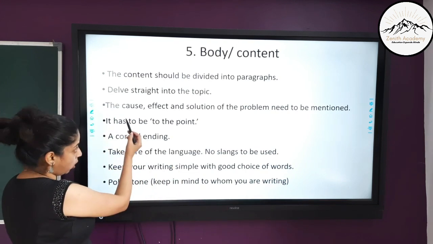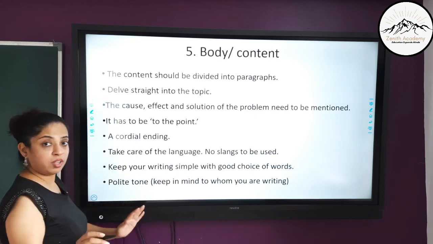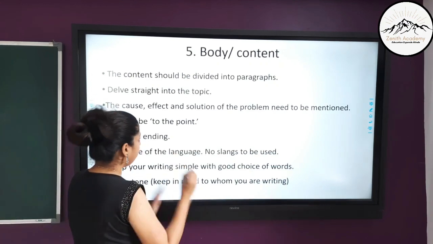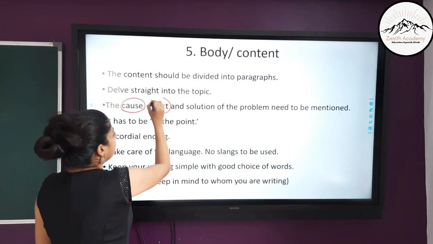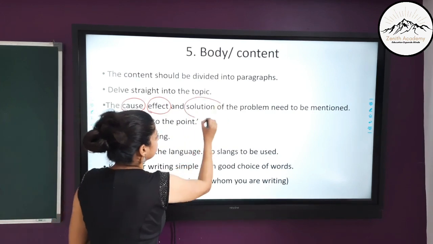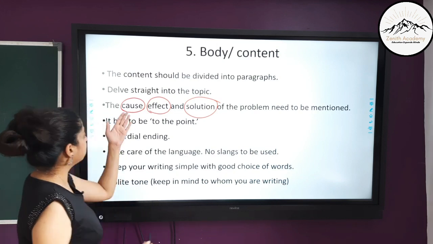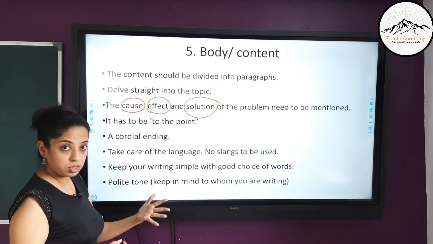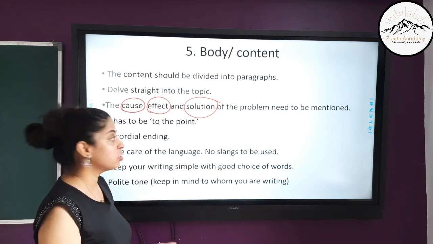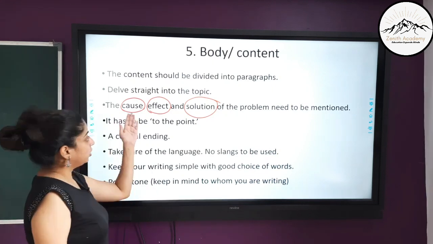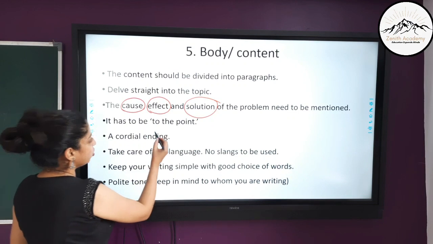The cause, effect and solution of the problem need to be mentioned. So when you are writing the body, you should keep in mind that these 3 things should be there. What 3 things? Cause, effect and solution. If you are writing a letter of complaint, you should say what the cause is, what the effect is on you or the surrounding people, and you should also suggest solutions to the problem. So these 3 things have to be there in your letter. Now it has to be to the point.